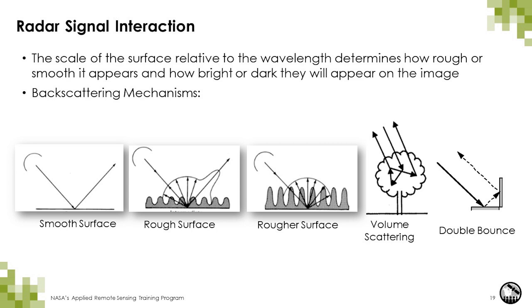And then finally, you've got something called double bounce, and that's when two smooth surfaces form a right angle facing the radar beam. And the beam bounces twice off the surfaces, and most of the energy is reflected back to the radar sensor. And double bounce is commonly seen in urban areas such as high-rise buildings or also in flooded vegetation.